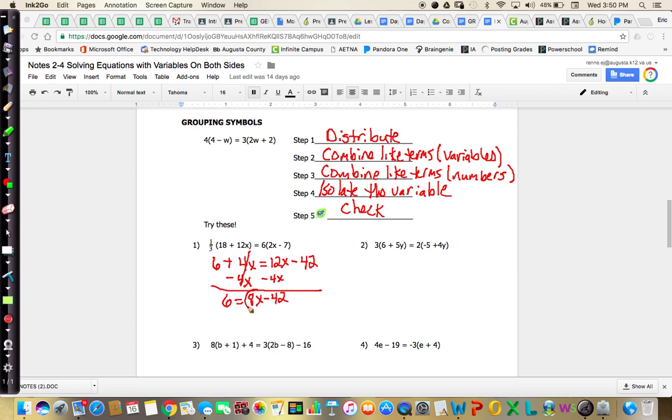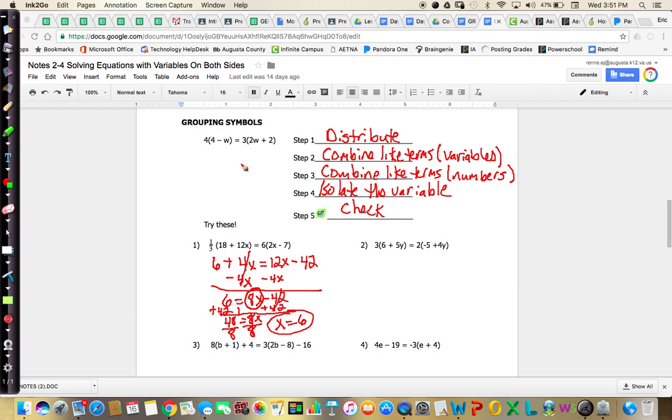Okay, so now when I have my two-step here, I like to circle the variable and draw the t. So the opposite or inverse of subtracting 42 is adding 42. So the 42's will cancel. Add 42 to this side. 6 plus 42 is 48 equals 8x. And now the opposite of multiplication is division, so I'm going to divide both sides by 8. 8 divided by 8 is a 1 in disguise. So, of course, x will equal 6.